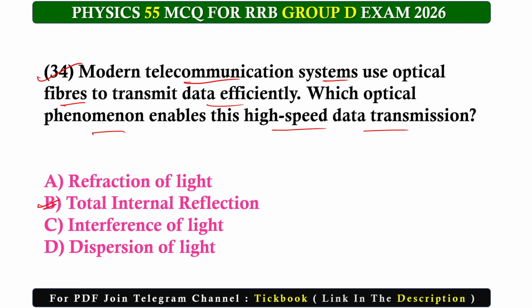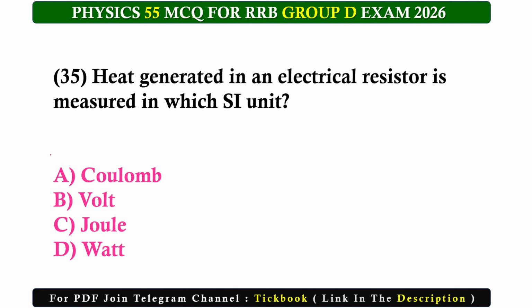Option number B, total internal reflection. 35. Heat generated in an electrical resistor is measured in which SI unit?